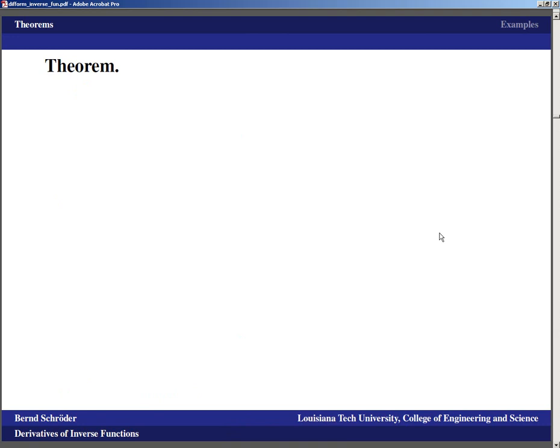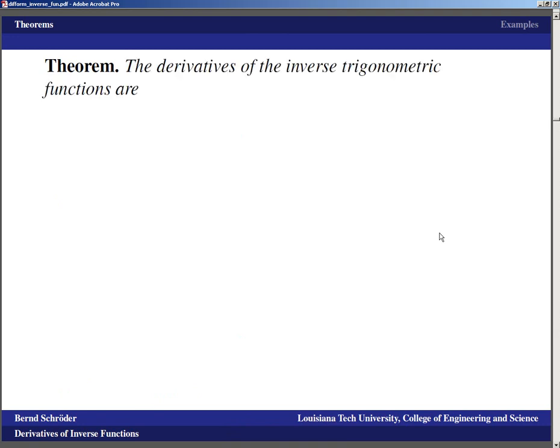Let's take a look at how this thing works in action. So the derivatives of the inverse trig functions, and that's certainly a set of derivatives that you ought to memorize. Well, the derivative of the arcsine is 1 over square root 1 minus x squared.